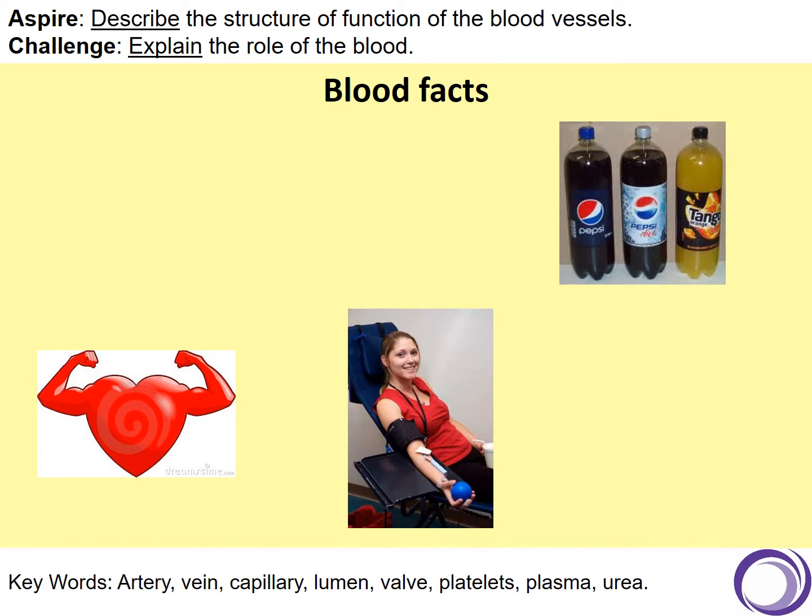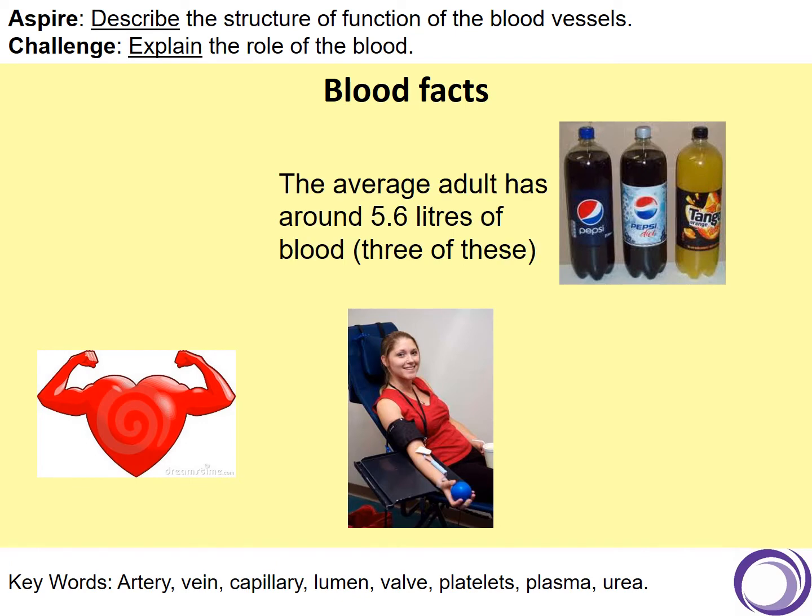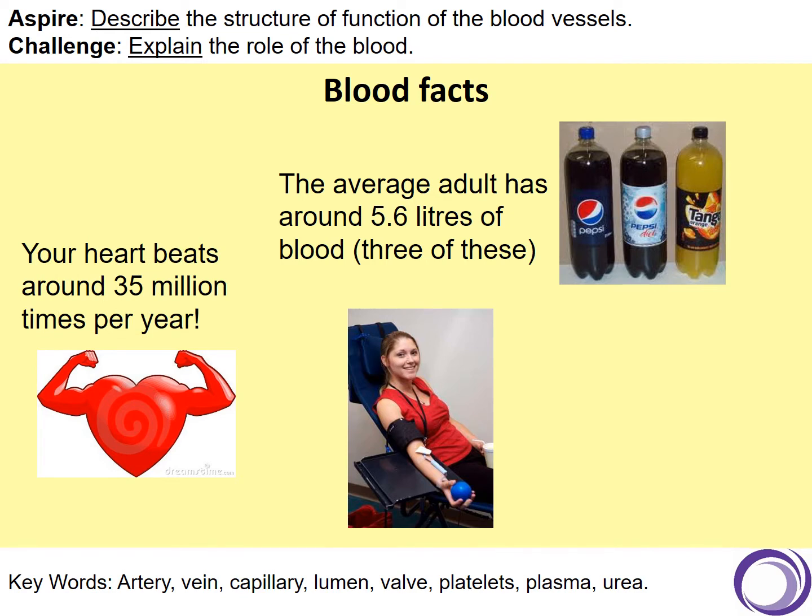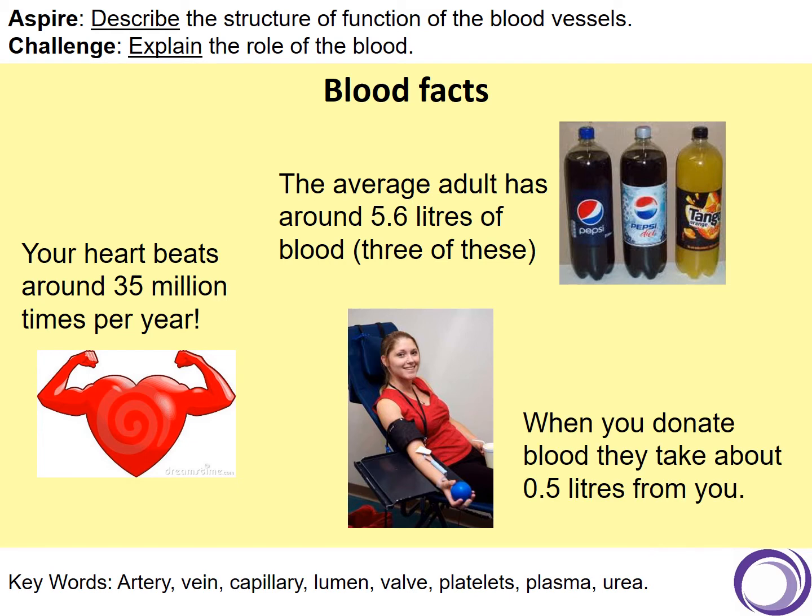So just a couple of blood facts for you. These are not part of the spec, but quite interesting. You have about 5.6 litres of blood. That's about 3 big bottles of pop in your body. Your heart will beat about 35 million times a year. And if you ever donate blood, they'll take about half a litre from you, about a pint of blood every time.